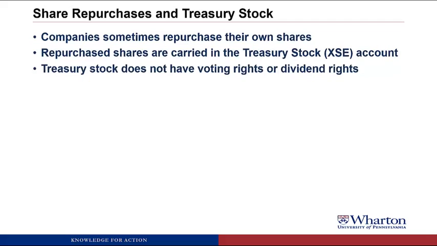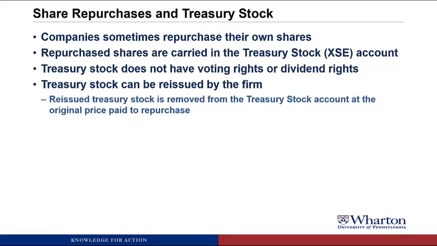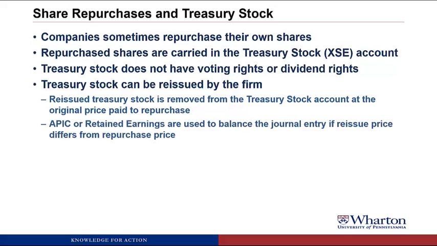Treasury stock does not have any voting rights or dividend rights, which makes sense. We wouldn't want the company voting on its own board of directors. And Treasury stock can be reissued by the firm at any point. Reissued means sold back to the public. The reissued Treasury stock will come out of the Treasury stock account at its original price. So if you repurchased at $11, when we take it out, we're going to bring it out at $11.